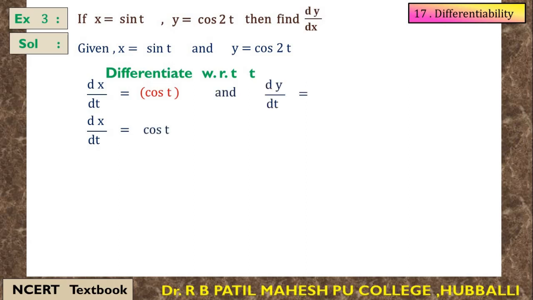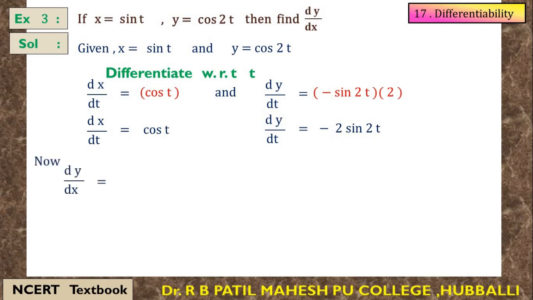dy by dt is the derivative of cos 2t. You know it is a trigonometric composite. First we write the derivative for cos, that is minus sin, keep the variable as it is, that is minus sin 2t. After that, the derivative of the 2t variable with respect to t, so it becomes 2 into 1, which is 2. I hope you got it. So rewriting this one, it becomes minus 2 sin 2t.